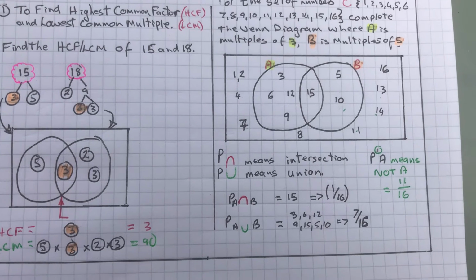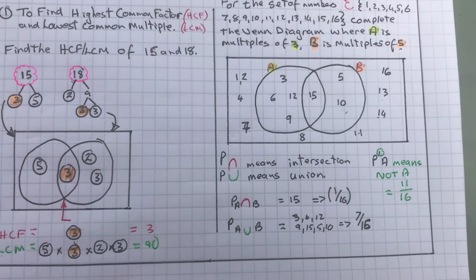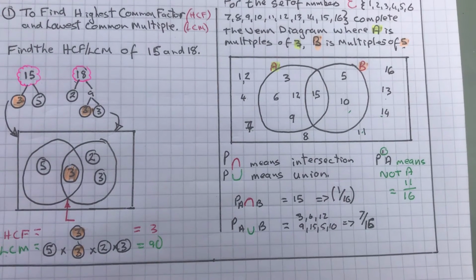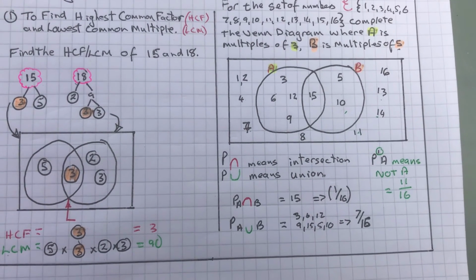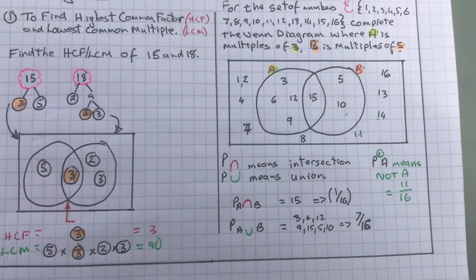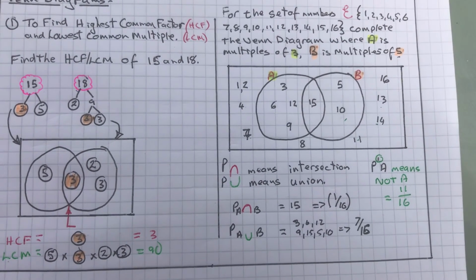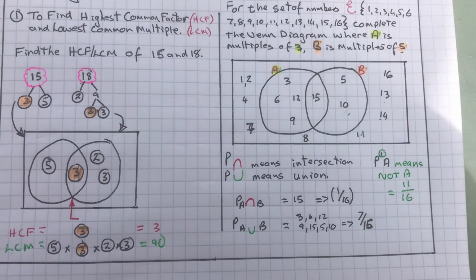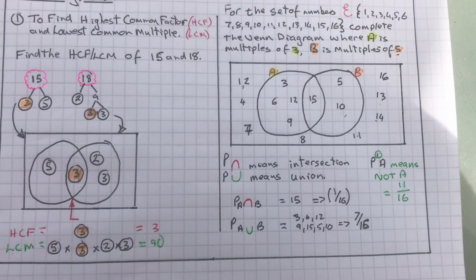What's the probability of the union between A and B? So that means every number that's inside A and B and the intersection. There are 7 numbers out of 16 in total, so the probability of A union B is 7 out of 16.